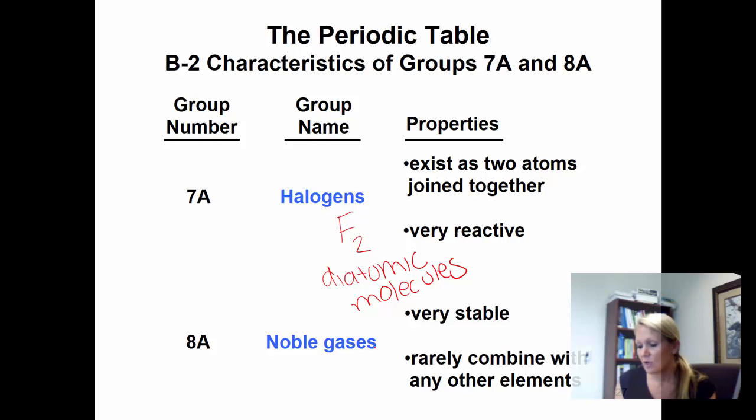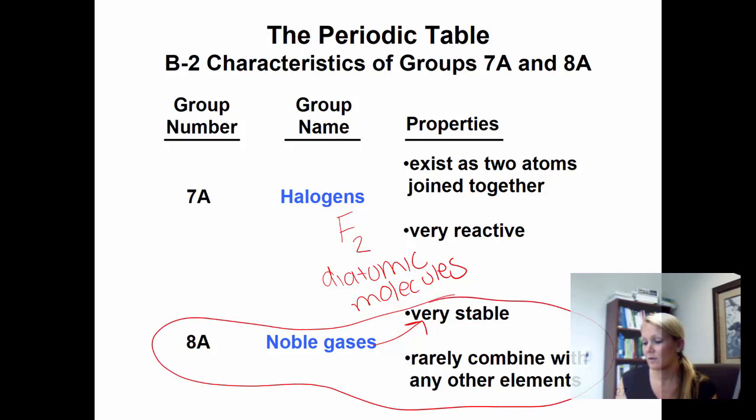All right, your noble gases, your 8A group that I showed you, these are very stable, so they rarely combine with any other element. So these are the most stable of the elements on the periodic table.